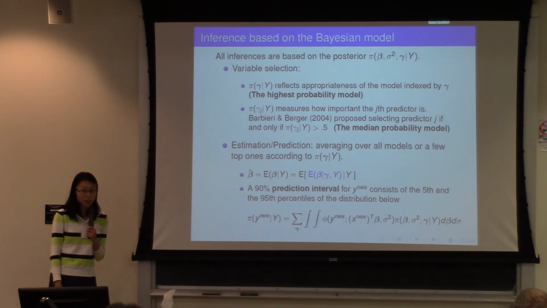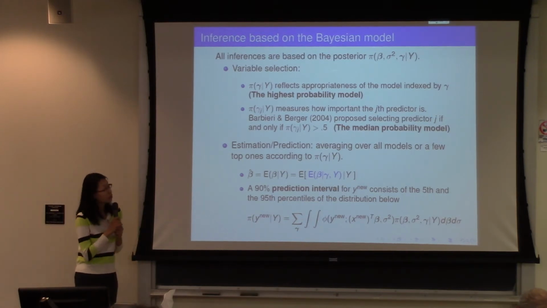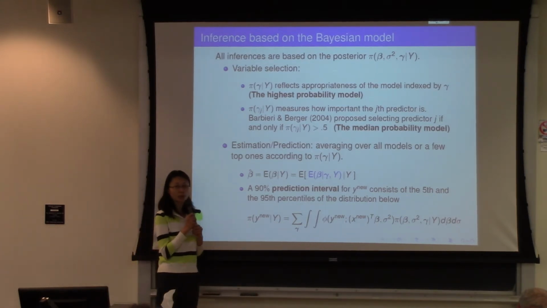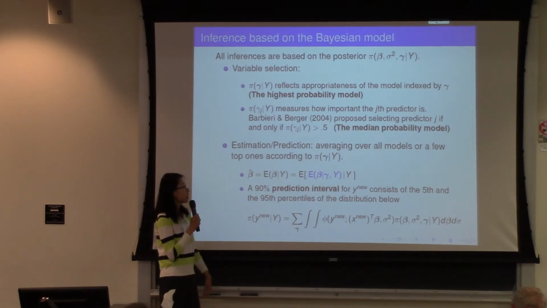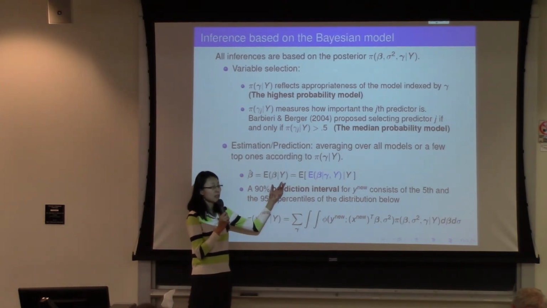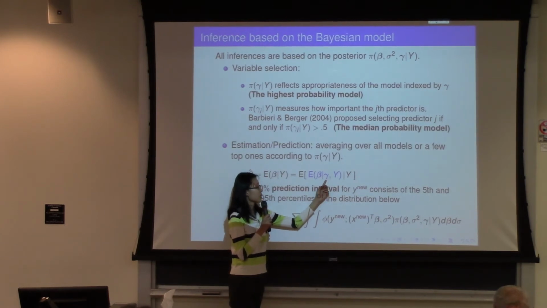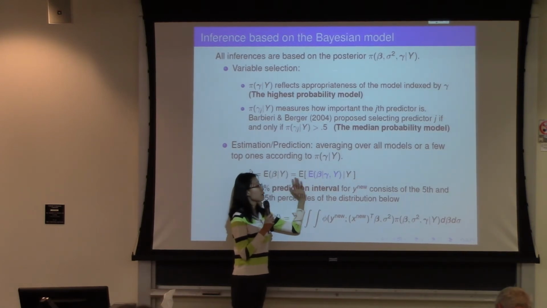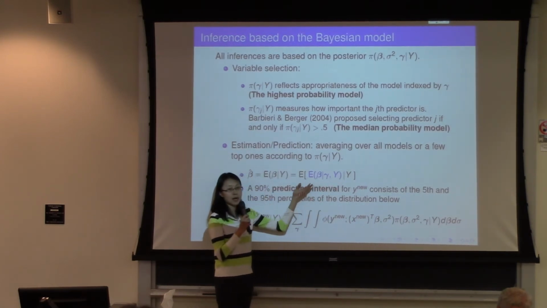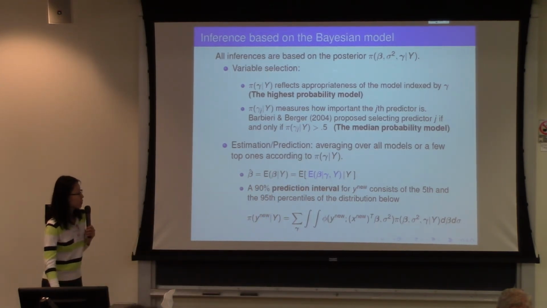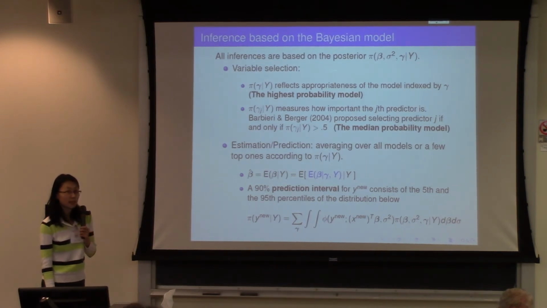In terms of estimation and prediction, you could do Bayesian averaging over all models or a few top ones. For example, if you want to estimate beta, you could just use the posterior mean of beta, and it could be written this way. A nice interpretation is that if you choose a certain subset of the predictors to do modeling, you have a posterior mean estimate of your beta. Then if you average over all the 2 to the q power gammas, you end up with this overall posterior mean. Some other things you can do are prediction intervals and so on.